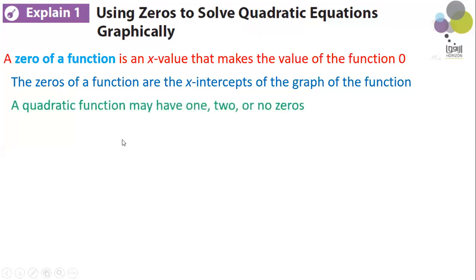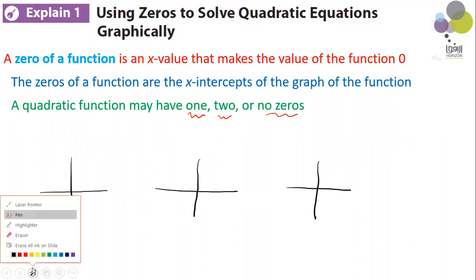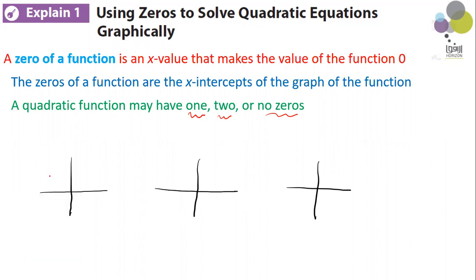Okay, a quadratic function may have one or two or no zeros. Look at these three cases. I have here a coordinate plane, and I will graph three parabolas. The first parabola will intersect the x-axis at 2 points, like this. So how many solutions do we have? Two solutions, two zeros, two x-intercepts.